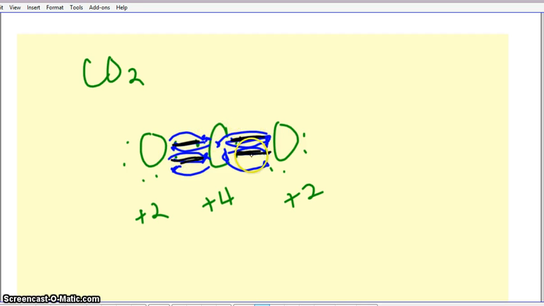So 2, 4, 5, 6, 7, 8. Do we have 8 there? Boom. Good job. Over here, 2, 4, 6, 8. Got 8 there? Good job. Okay, so now everybody is full, fat, and happy.